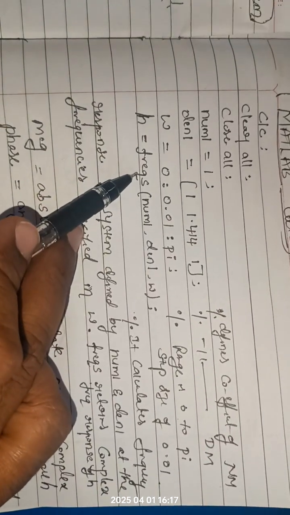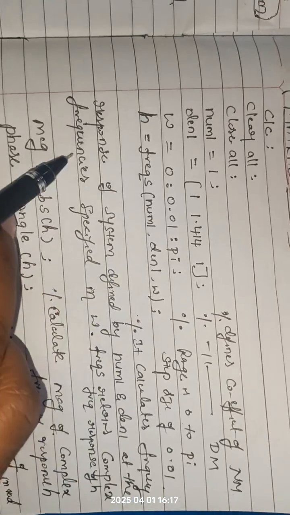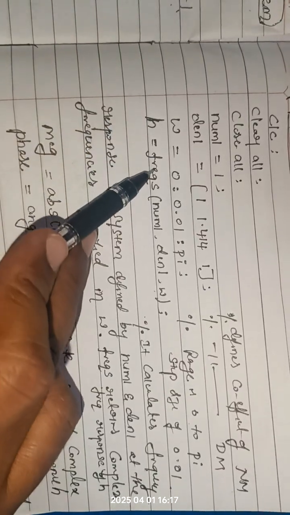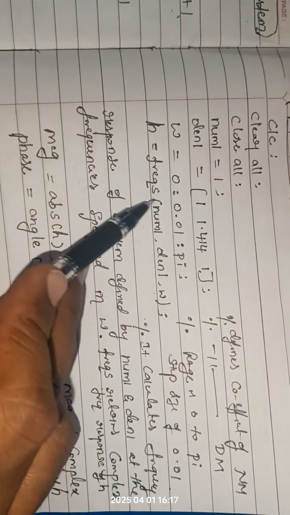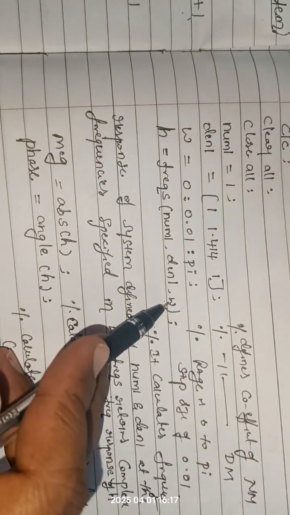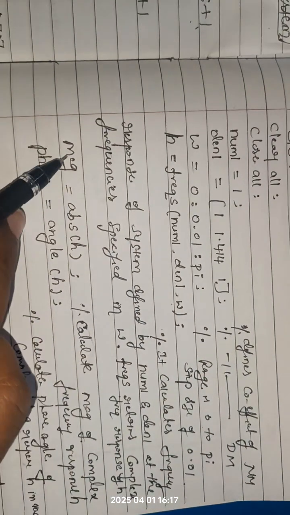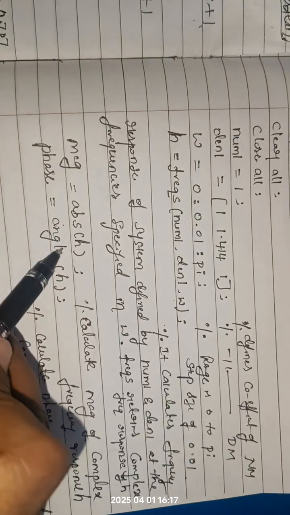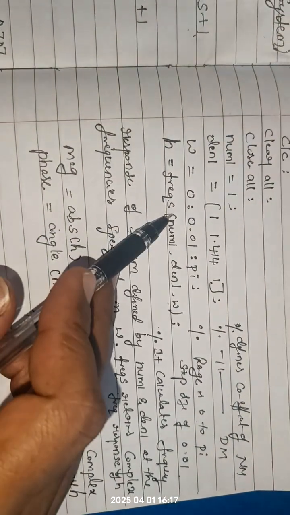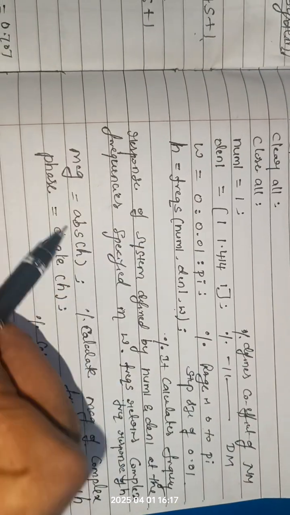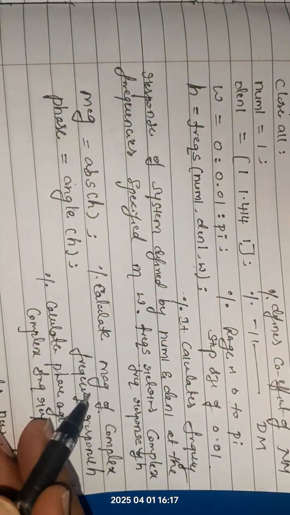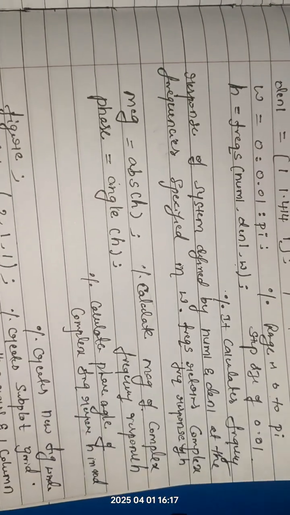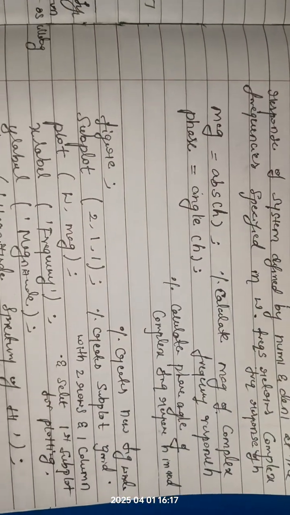So this is the calculation of the frequency response of the system defined by the numerator and the denominator at the frequencies specified in the range omega, that is, 0 to pi. So H equals freqs, which is going to calculate the frequency response of the system for the range, given the numerator and the denominator. Then you calculate the magnitude, the absolute value of H, and the phase, the angle of this. Magnitude is the absolute value, and phase stands for the angle. Calculate the magnitude of the complex frequency response H and calculate the phase angle of the complex frequency response H in radians.